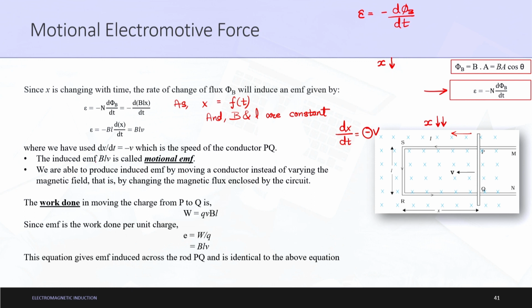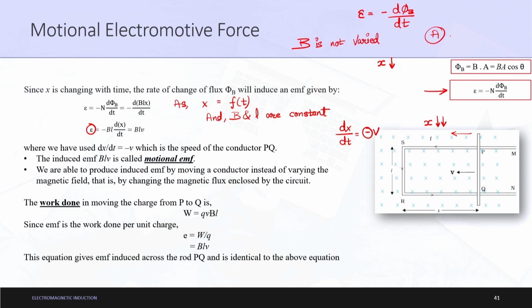Moving on, the induced EMF BLv is called motional EMF. This is also epsilon only, but because it is due to a movement, due to a motion, that is why it is called motional EMF. So, this concept is nothing but motional EMF. Moving on, we are able to produce induced EMF by moving a conductor instead of varying the magnetic field. So, this time B was not varied, B was kept constant.